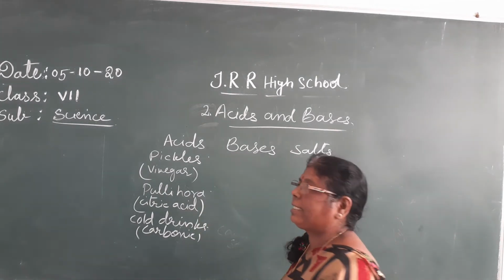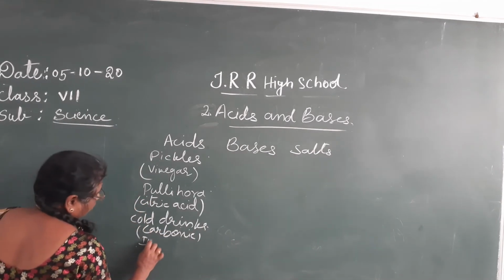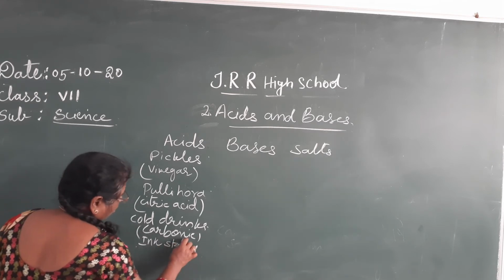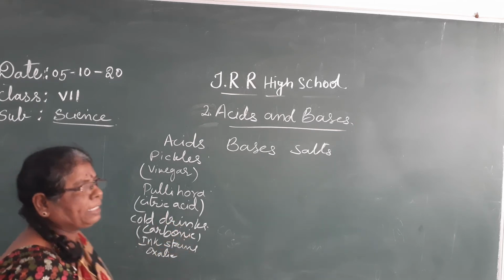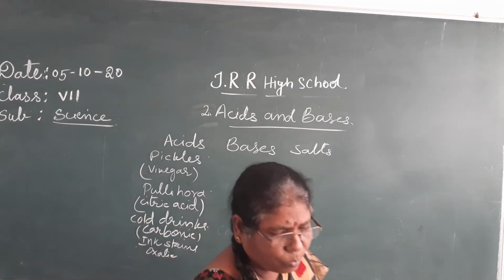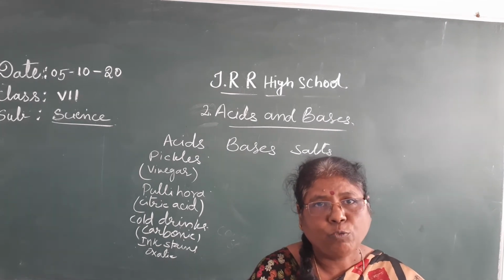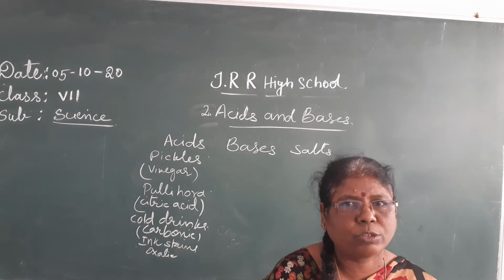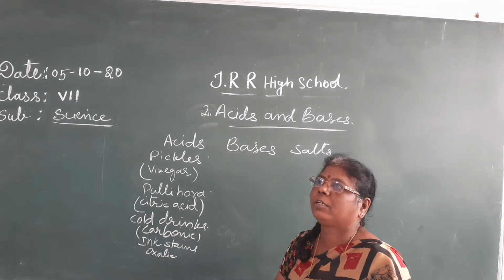Removal of ink stains, oxalic acid is used. Isn't it? So like this different acids are used. Manures and batteries, sulfuric acid is used. For explosives, atom bombs, nitric acid is used, isn't it?